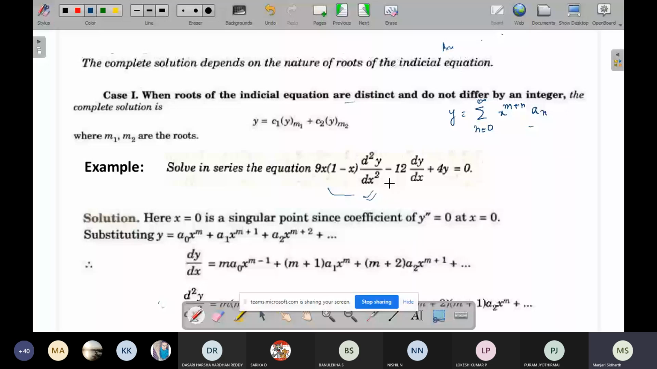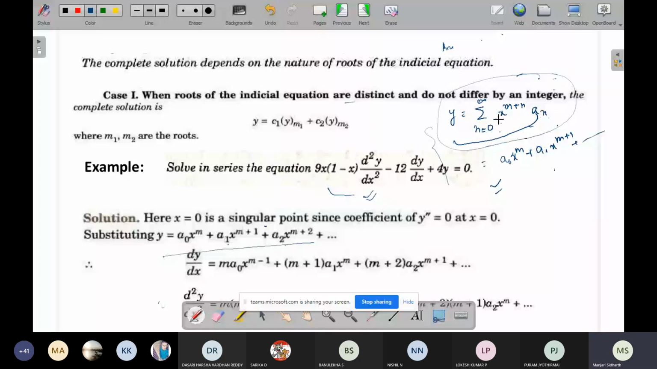is the solution of the given differential equation. If it is the solution, it must satisfy this differential equation. I have taken this from the B.S. Garewal book. In that book they have not written the summation form, they simply expand it. For n equals 0 you get a naught x power m, for n equals 1, a1 x power m plus 1, a2 x power m plus 2, and so on. Either you write the summation form or the expanded form, both are the same.